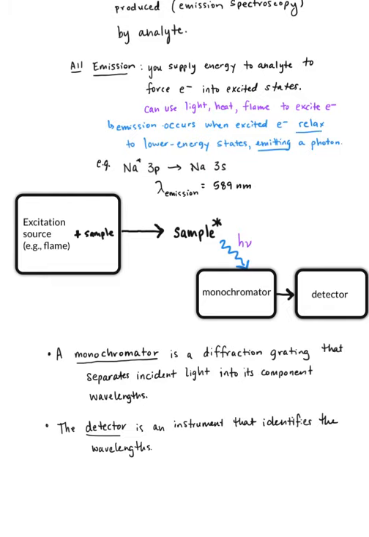So here are those defined. A monochromator is a diffraction grating, like a prism, that separates incident or incoming light into component wavelengths, while a detector identifies wavelengths through some independent instrumentation of its own. And we'll talk about different designs of detectors as we move forward.